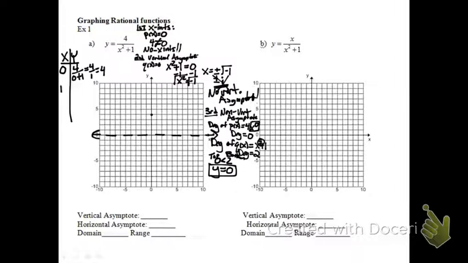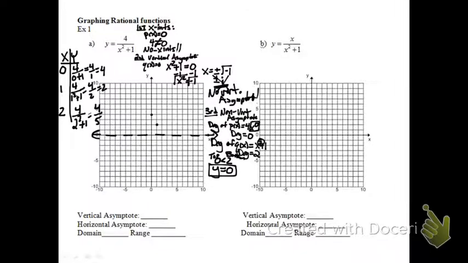Okay, well I'm going to plot 1. If I plug in 1, I get 4 over 1 squared plus 1, which is just 4 over 2. I get out 2. So if I plot (1, 2), that's right there. If I were to plug in 2, I would get 4 over 2 squared plus 1, which is 4 over 4 plus 1, right? 2 squared is 4, and 4 plus 1 would be 5.